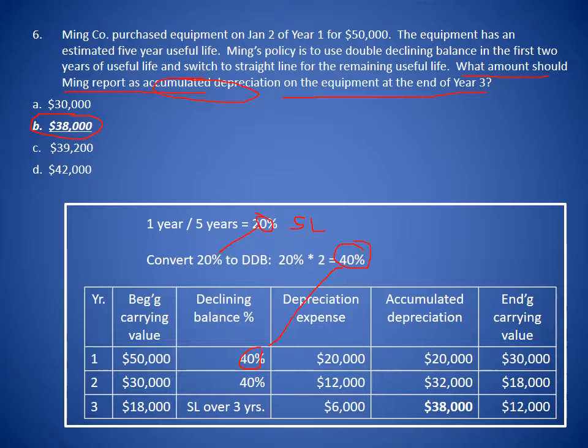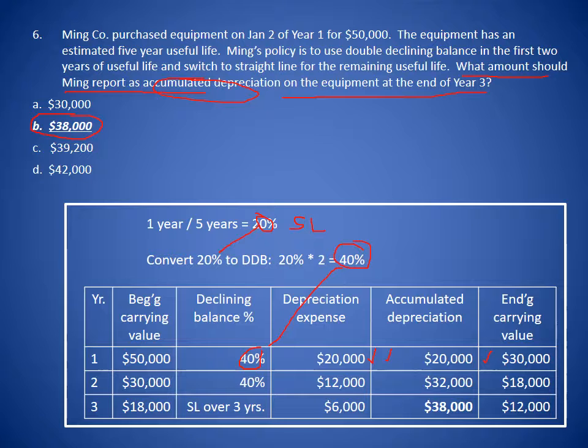So year number 1, our beginning carrying value would be the $50,000 times 40%. So our depreciation expense now would be $20,000. And of course, that would add to our accumulated depreciation in the first year. So our ending carrying value is $30,000, which we bring on to year number 2.